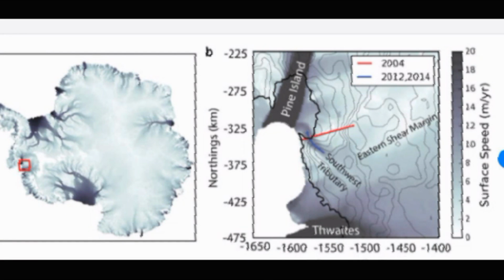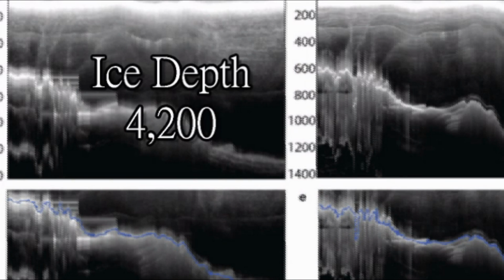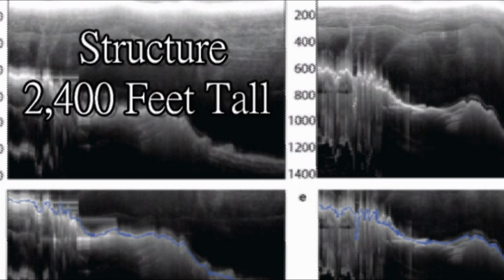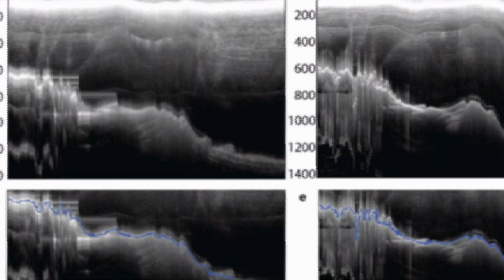The location is not exactly known where this echogram was taken, but it's going to be in this area. The depth of the ice is 4,200 feet. The structure itself is 2,400 feet tall.